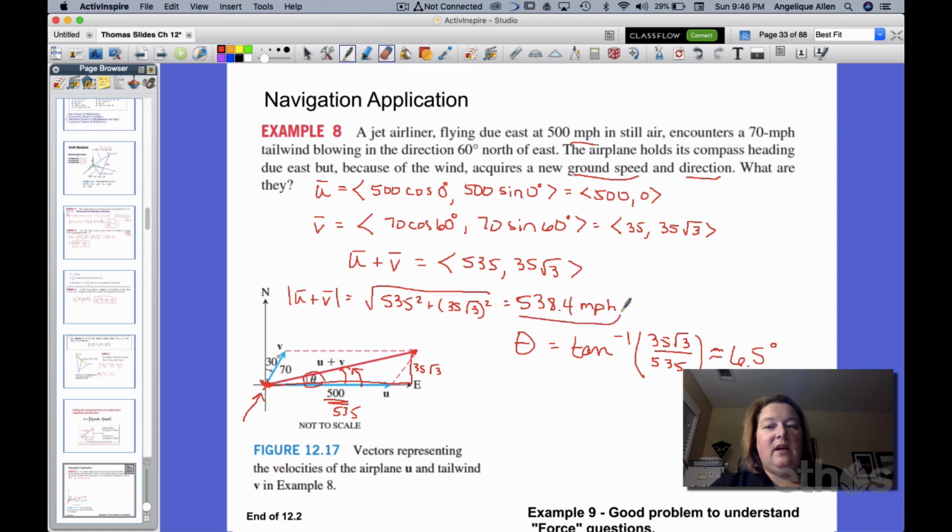So there are our answers, a reminder of how to do vector problems. Okay. By the way, if you want a good example of a problem to understand force questions, look at example 9. I'm not going to go through that one in the video, in the book.